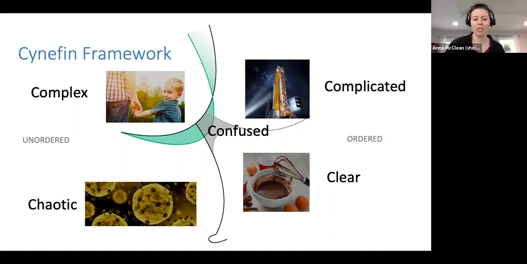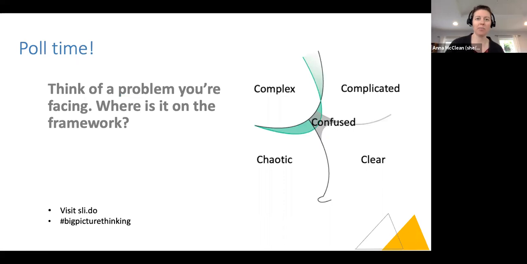Perfect. Thank you for that introduction, Ashley. I love every time I hear someone talk about the Cynefin framework, I learn a little bit more about it. So I'm appreciating how you mapped that out for us. So we are going to dive into our second Slido activity. So heading back to Slido, hashtag big picture thinking.